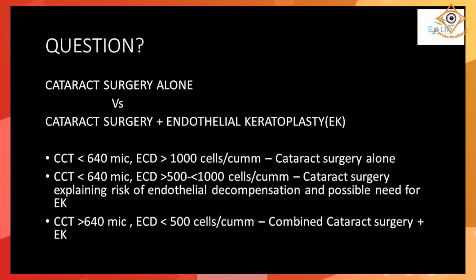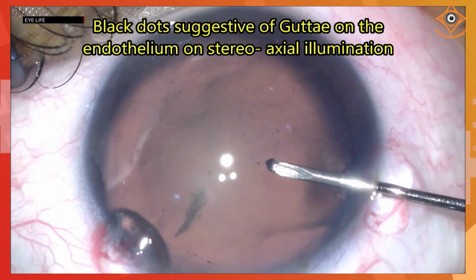The third variety is if the CCT is more than 640 microns, that is a thick edematous cornea, and an endothelial cell density of less than 500 cells per square millimeter, it is better to go for a combined cataract and endothelial keratoplasty. Now this is a case where we went ahead and did a phacoemulsification alone.